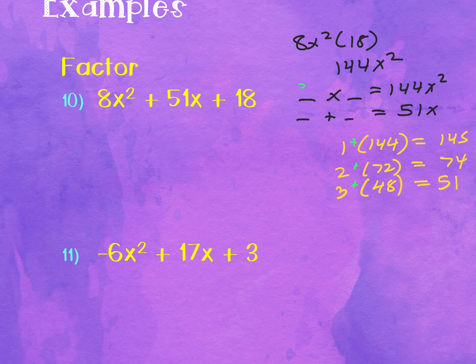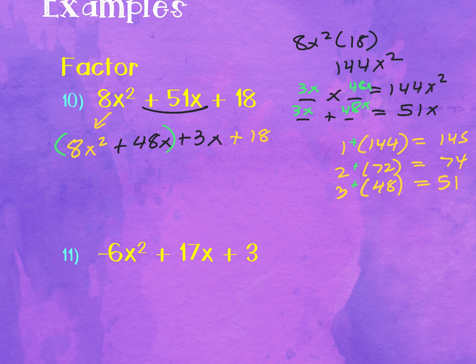So here it's going to be 3x times 48x, and then 3x plus 48x gives you the 51. So again, rewrite the first term, 8x squared. Replace the middle 51x with the two factors you just found. And again, it doesn't matter the order that you place them. You get the same answer either way. I'll go ahead and put the 48 first. Doesn't matter though. So make your two groups.